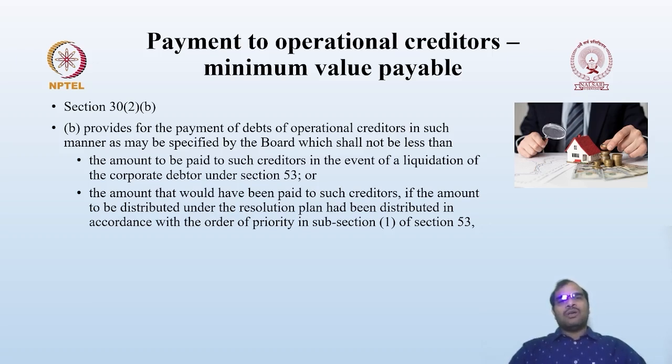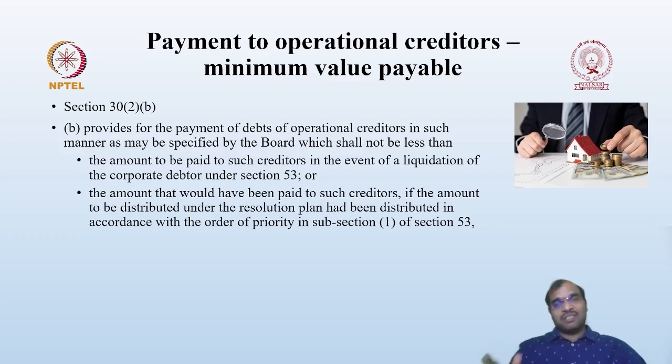Then the amount that would have been paid to such creditor, if the amount to be distributed under the resolution plan had been distributed in accordance with the order of priority. Under Section 53 of the Act, we have the waterfall mechanism. So if, as a part of the resolution plan, you are distributing, how are you going to distribute out of the total available assets?